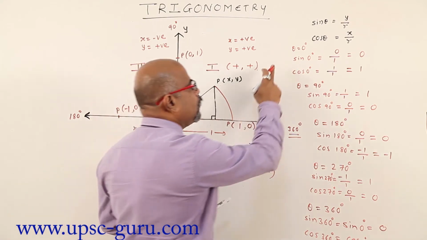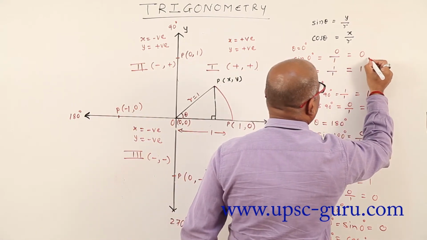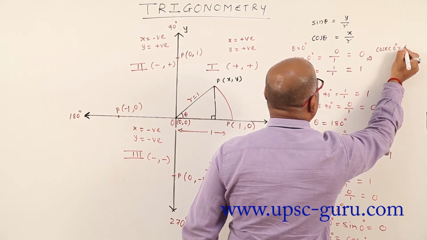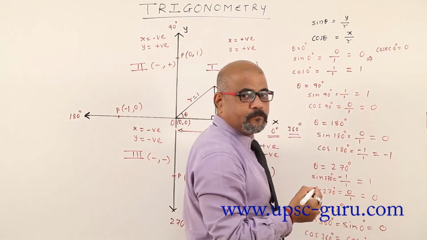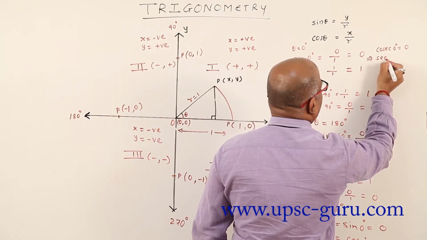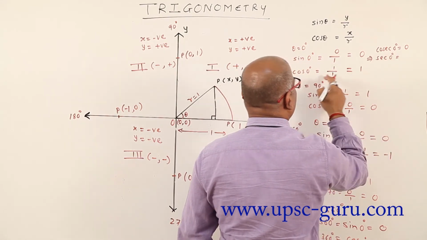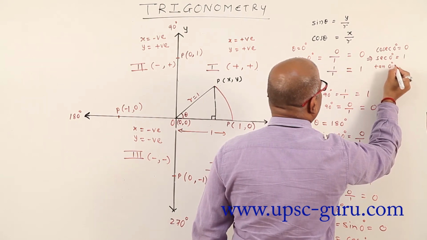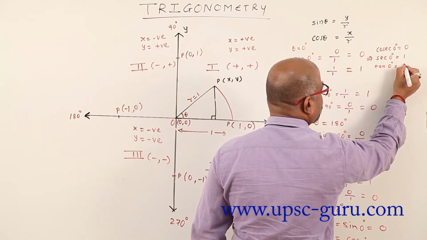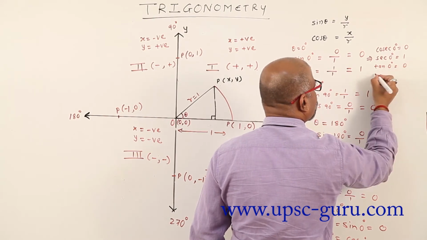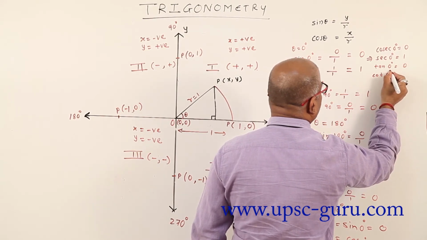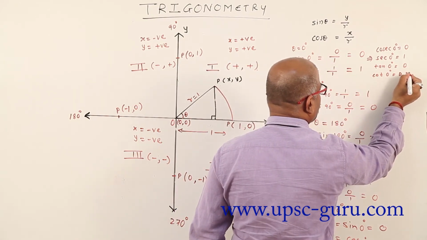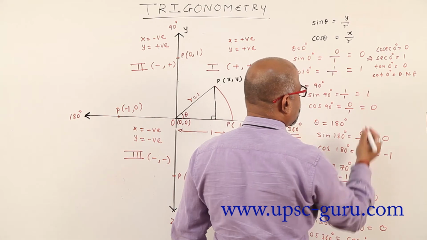Now when sin is 0, cosec 0 degree does not exist, and sec 0 degree, the reciprocal of cos, is 1. Tan 0 degree, sin upon cos, 0 upon 1 is 0. Cot 0 degree, cos upon sin, 1 upon 0, does not exist.